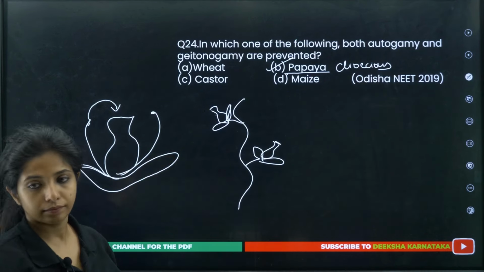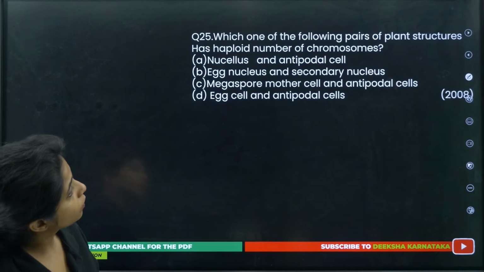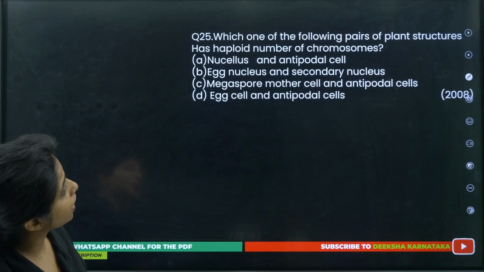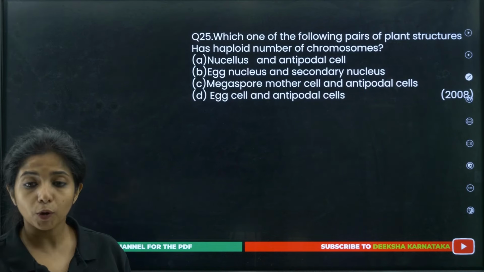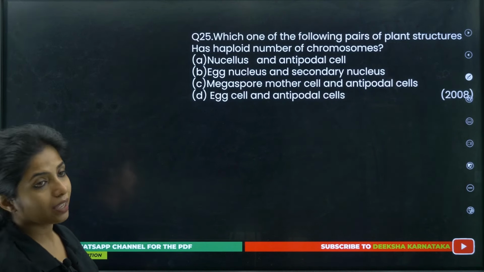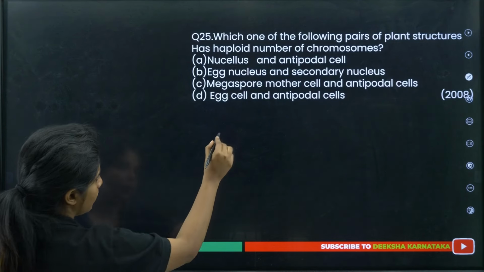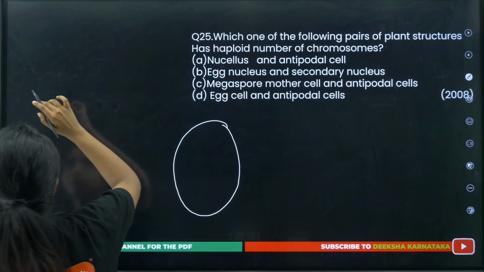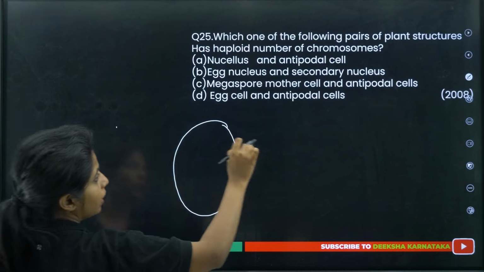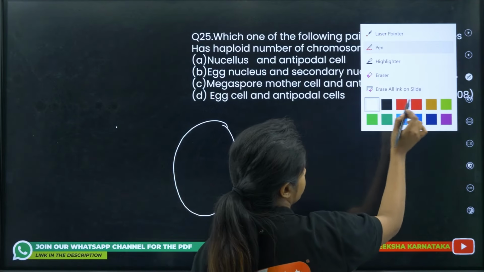Okay, works? Going ahead, which one of the following pairs of plant structures has haploid number of chromosomes? You have to find the haploid number of chromosomes. Haploid number of chromosomes is only found in the embryo sac. Okay, an embryo sac has these many cells.